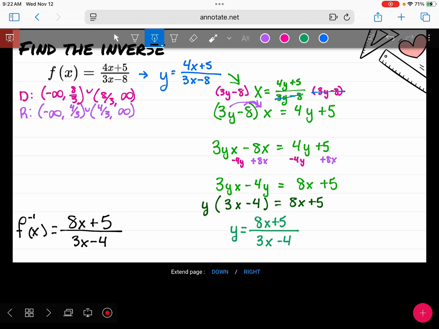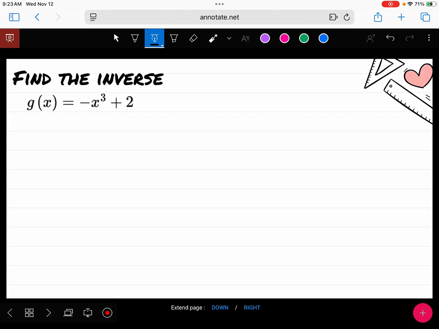Questions on these ones? I feel like the rationals are the ones that throw us off the most. I'm not going to end on a rational. I'm going to end us on a not quite so brutal one. I'll do a nicer one. Last one that we're going to do of these inverses, and then we'll move on to other things.